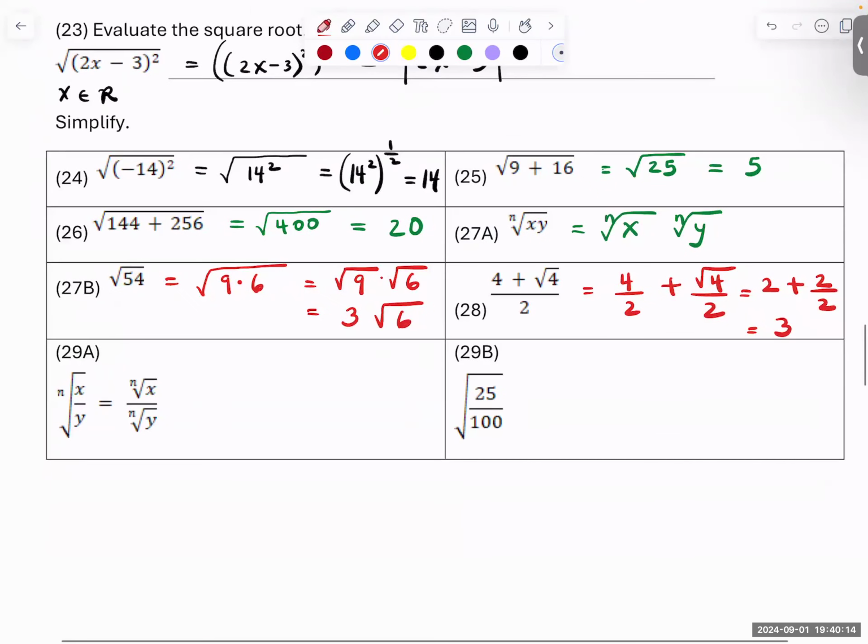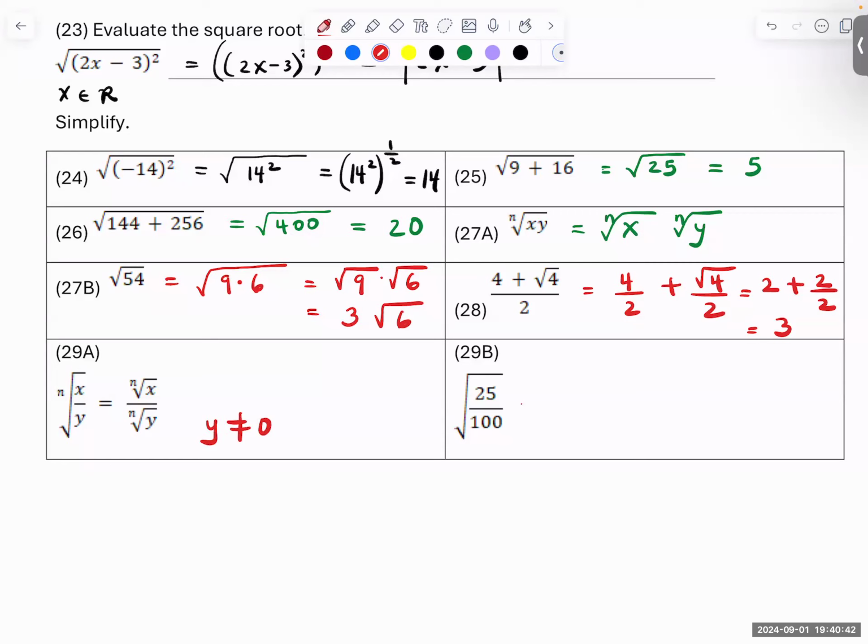29a is a rule of radicals. The nth root of a quotient is the quotient of the nth roots. And again, we have to pay attention to whether the root is even or odd, which will determine whether or not the radicand can be negative or cannot be negative. And we have to watch for division by 0, so y cannot equal 0.